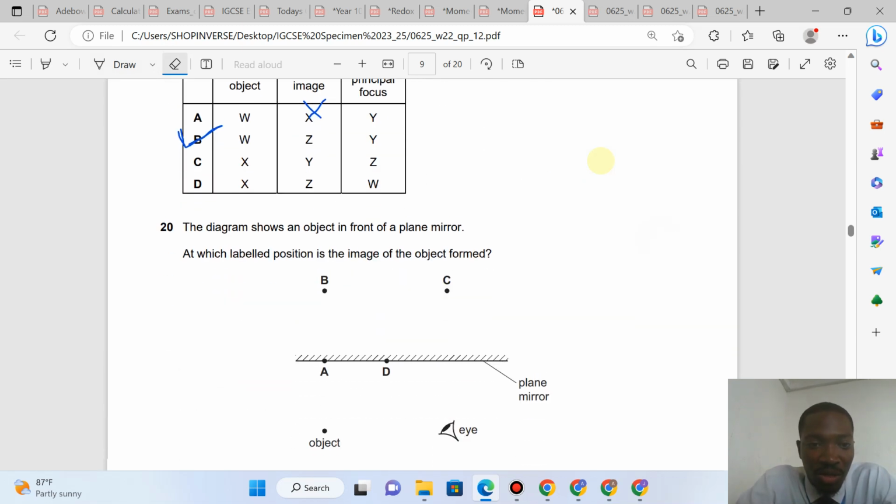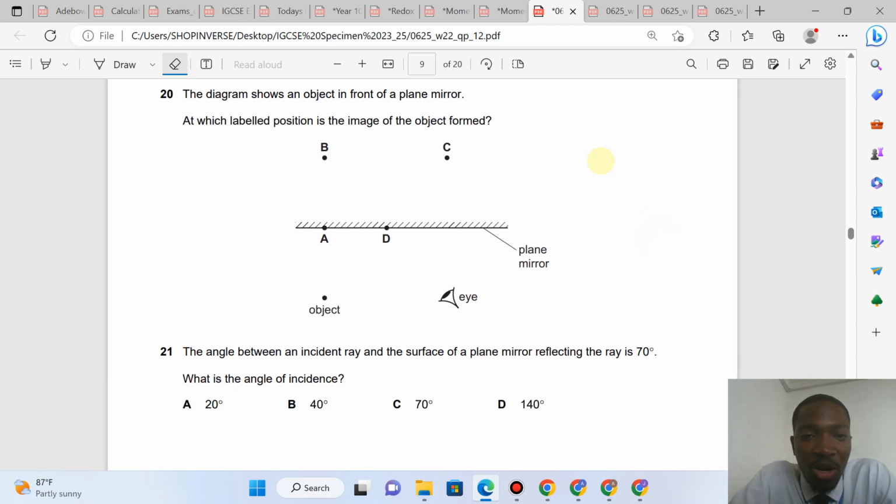Question 20. The diagram shows an object in front of a plane mirror. At which label position is the image of the object formed? You know, this is the object, right? So since this is the object, the image will be at the same distance behind the mirror. If you produce a normal line, the image will be at this position B. That makes B the correct answer to this question.